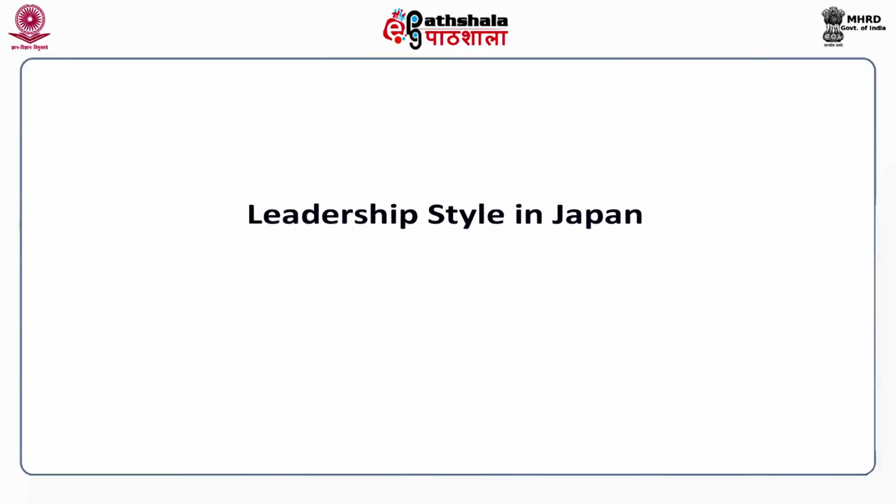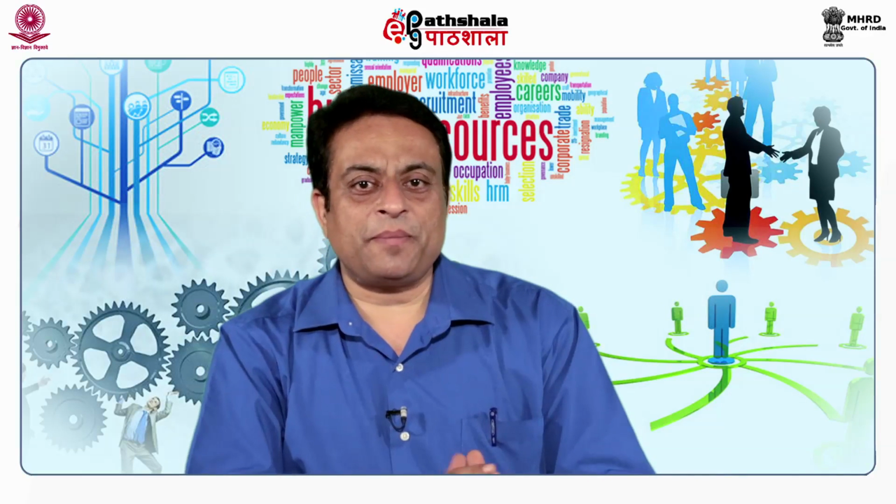So with this understanding of the leadership styles, students, now let us try to understand the leadership style of Japan. The personnel and the human resource management practices of Japanese companies are mainly oriented towards people and their development. Leaders in Japan generally follow paternalistic leadership style. Paternalistic leadership style is an autocratic leadership style wherein the ultimate decision making capacity lies with the leader.